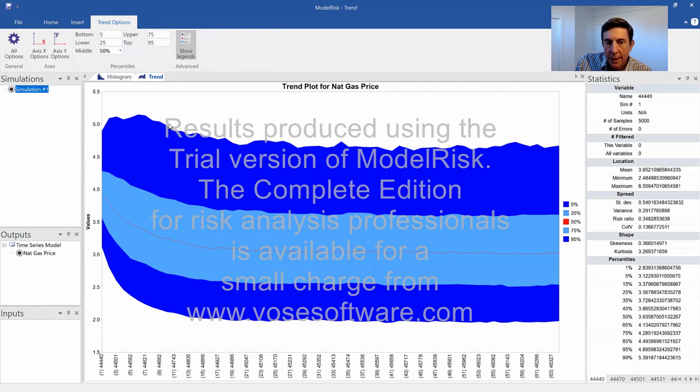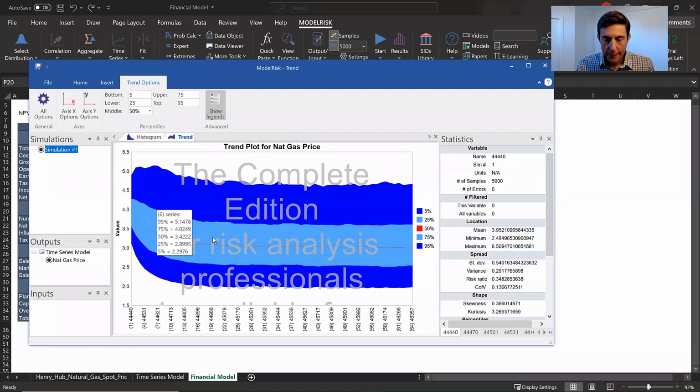This is the trend chart for the natural gas prices, and the red line, that's the P50. That will be my single point estimate, the most likely. However, what we just said before is, we don't care about that single point estimate. It's going to be wrong. It's guaranteed to be wrong. What matters is the range around that.